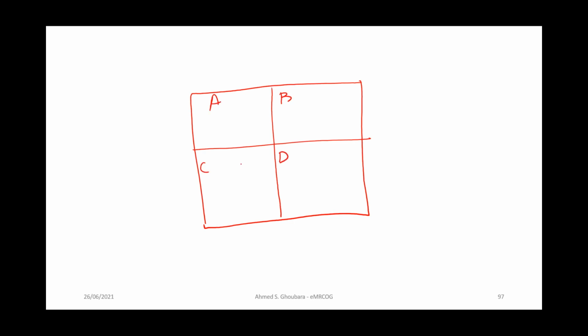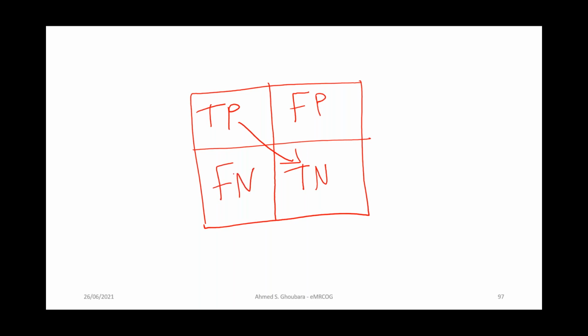A, B, C, D. Okay? Forget about this, I don't like this in the DTAs. So do it like this, okay? True positive, true negative, like a diagram. False positive, false negative, okay?